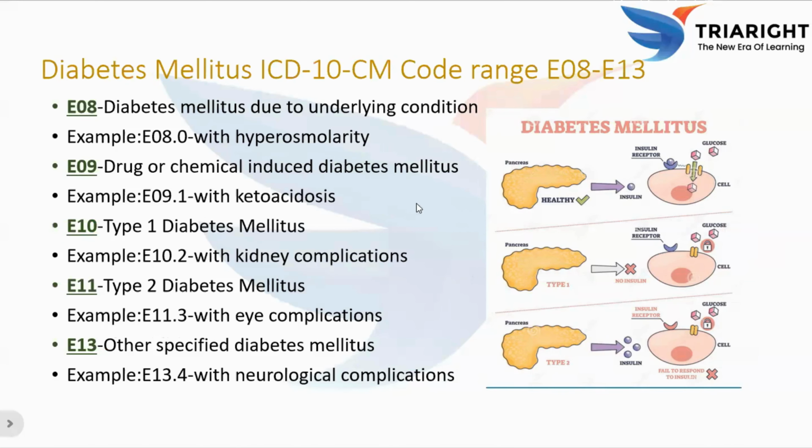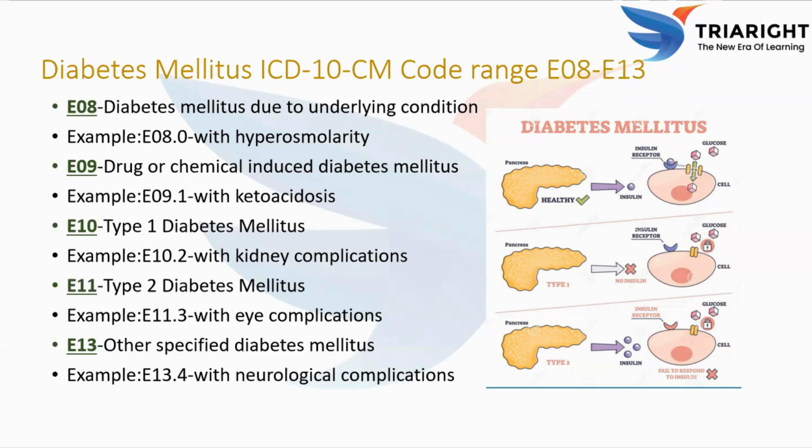So coming to the next code range of diseases, diabetes mellitus. The diabetes mellitus ICD-10 codes range from E08 to E13. So what do you mean by diabetes mellitus? It's a chronic condition in which the body has trouble regulating blood glucose, sugar levels. It occurs due to problems with insulin, a hormone made by the pancreas that helps glucose enter cells for energy.